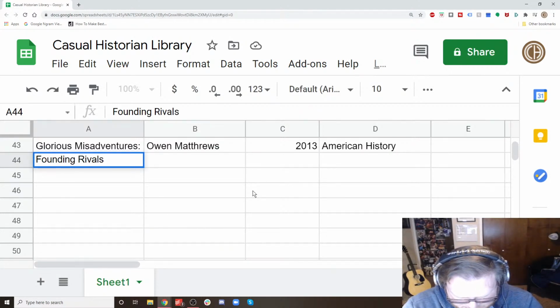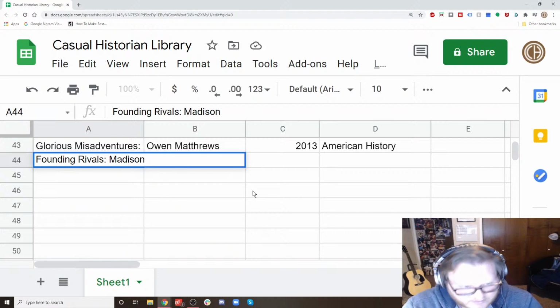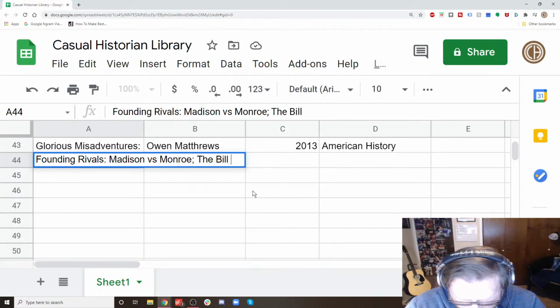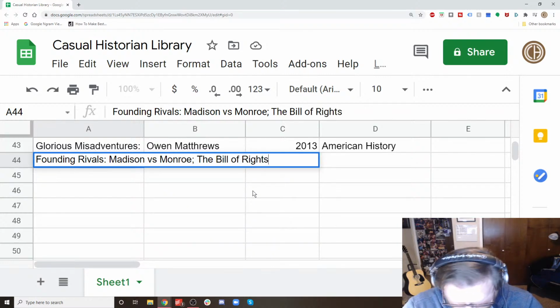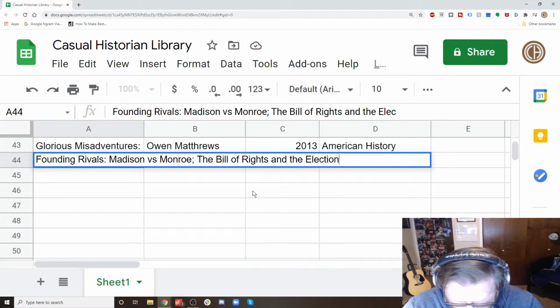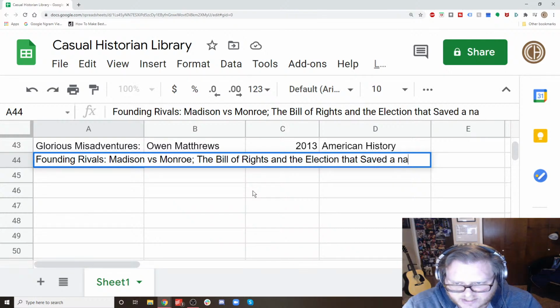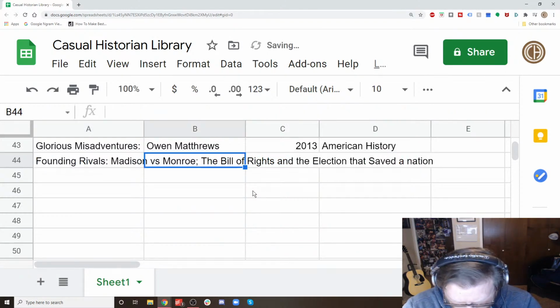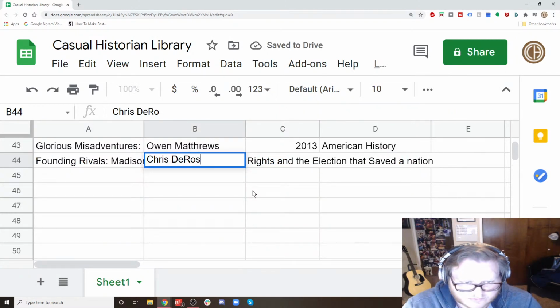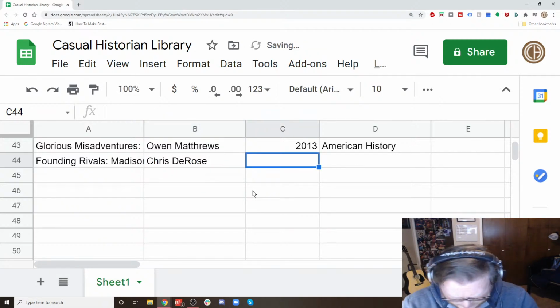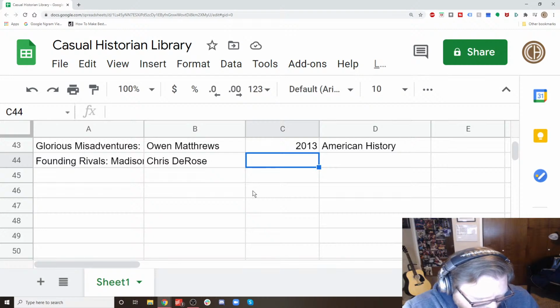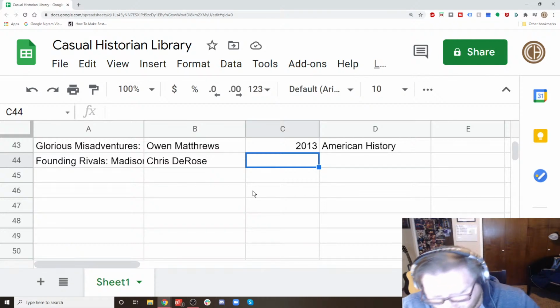Founding Rivals: Madison versus Monroe, the Bill of Rights, and the election that saved a nation. Chris DeRose. This is another book I found in the Barnes & Noble bargain section. 2011.